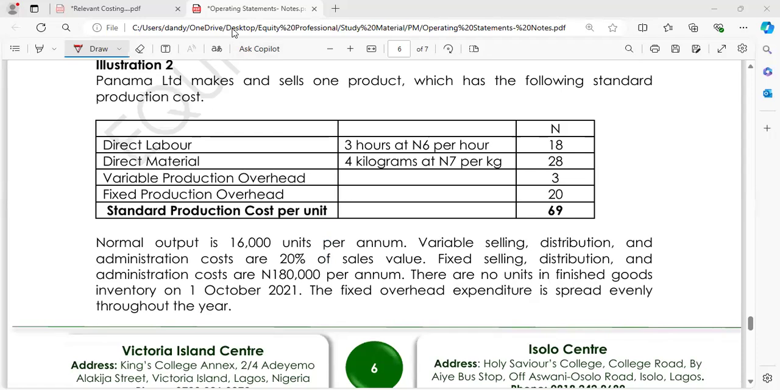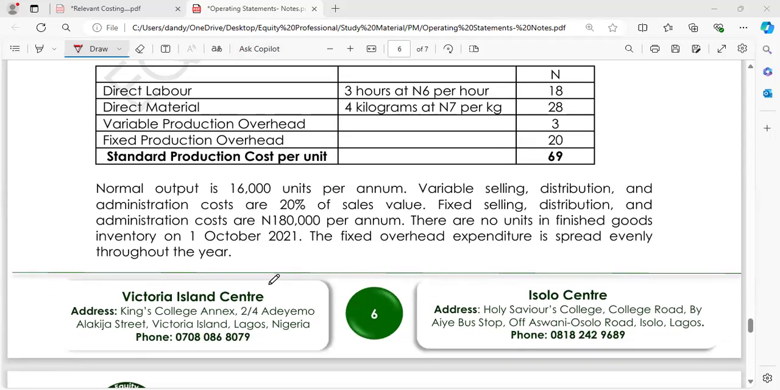I need somebody to read for us. Panama Limited makes and sells one product which has the following standard production cost. Direct labor, 3 hours at 6 naira per hour, 18 naira. Direct material, 4 kilograms at 7 naira per kilogram, 28 naira.